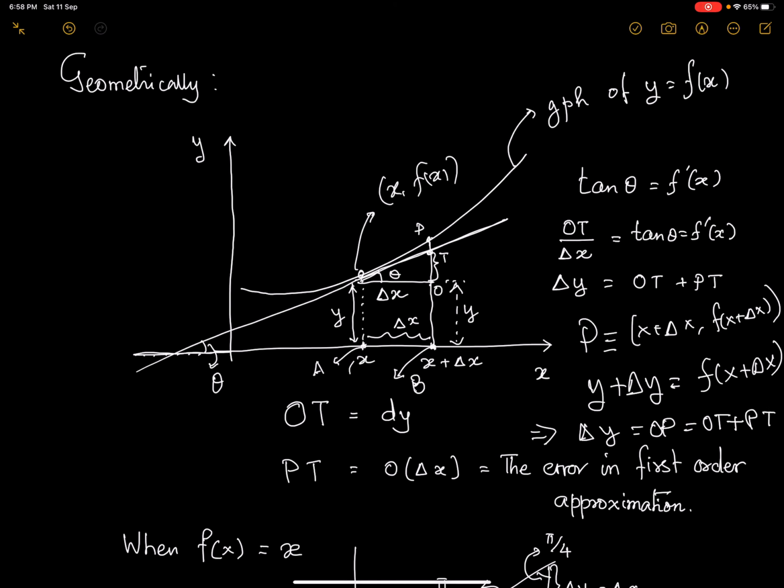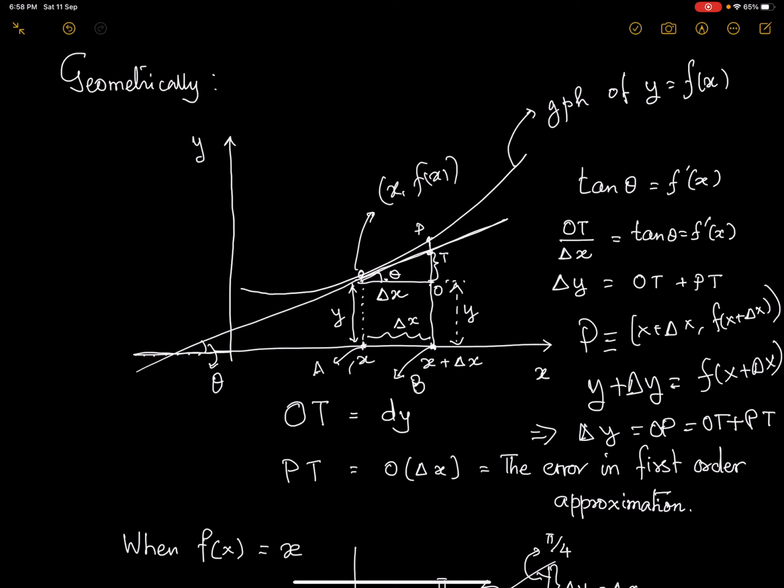So what is this tan theta? If you go by corresponding angles, this is also theta. This angle is theta. So OT by del x is tan theta, which is f dash x. Now, by definition, OT is actually del y, and PT is actually o of del x, that error, the small o.